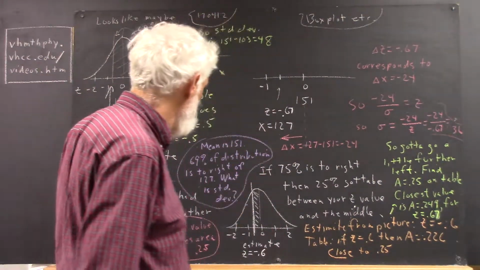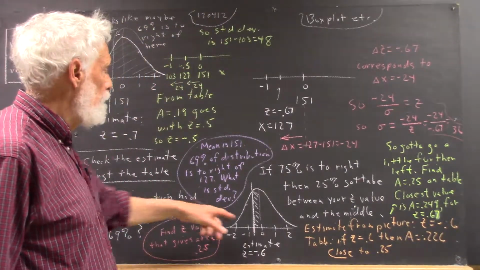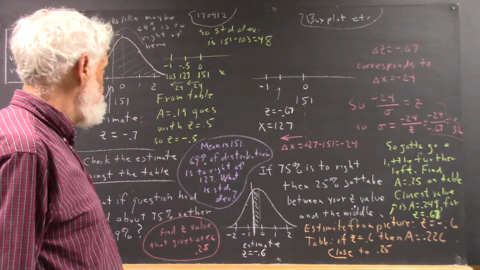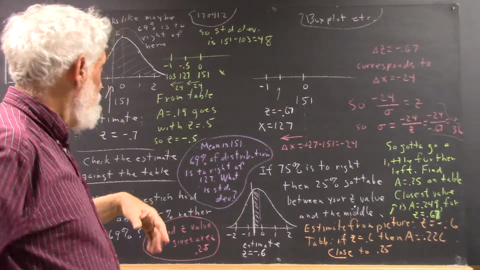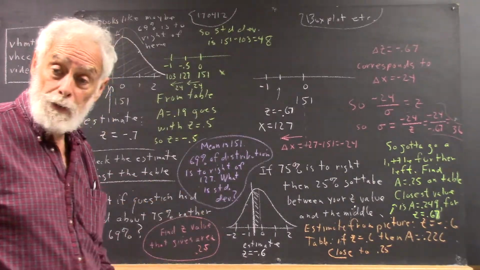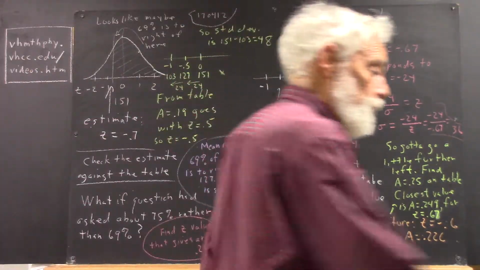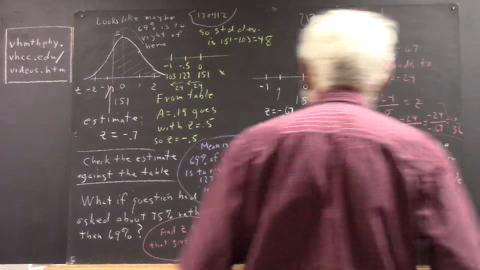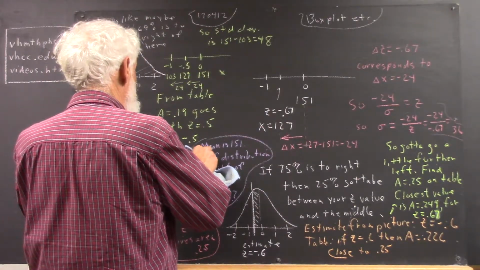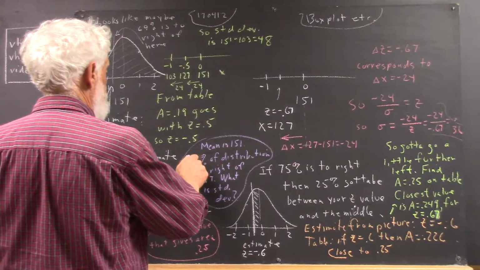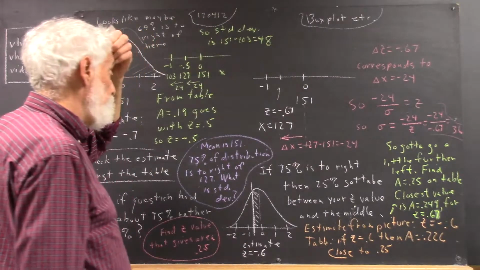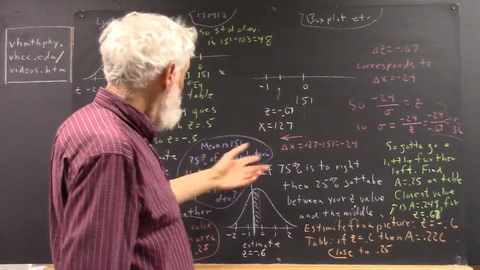We've determined then that 75% of the distribution is to the right of 127. Now, this again has changed the original problem where we said it was 69% of the distribution. We're going to say the problem we're solving here is where 75% of the distribution lies to the right of 127.